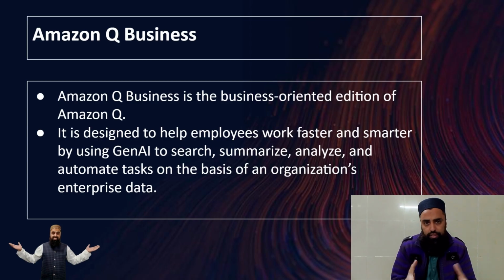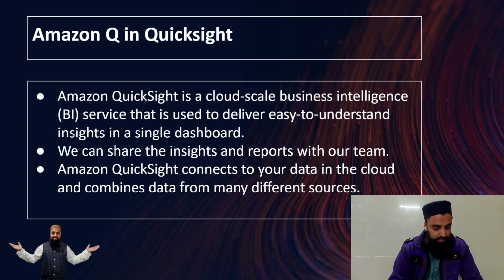So it is actually, in short, a business oriented edition of Amazon Q. Amazon Q in QuickSight, which is a cloud scale business intelligence service, BI service, okay? And it is used to deliver easy to understand insights in a single dashboard. We can share the insights and reports with our team.